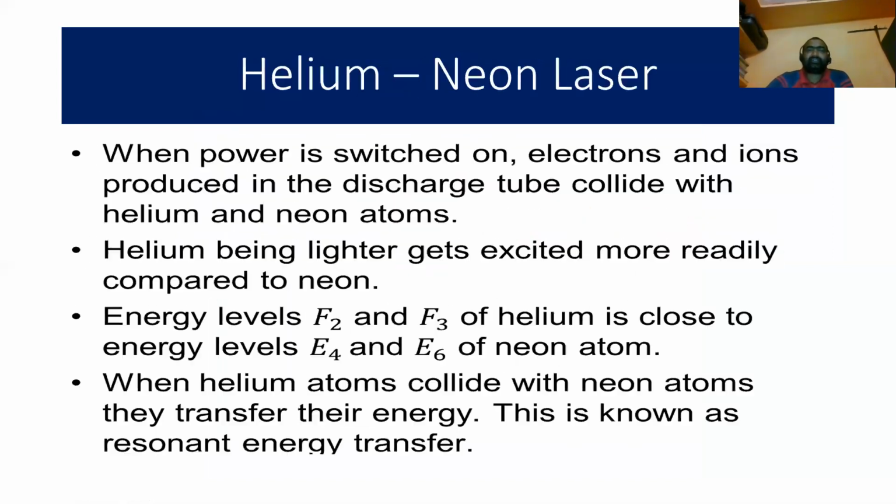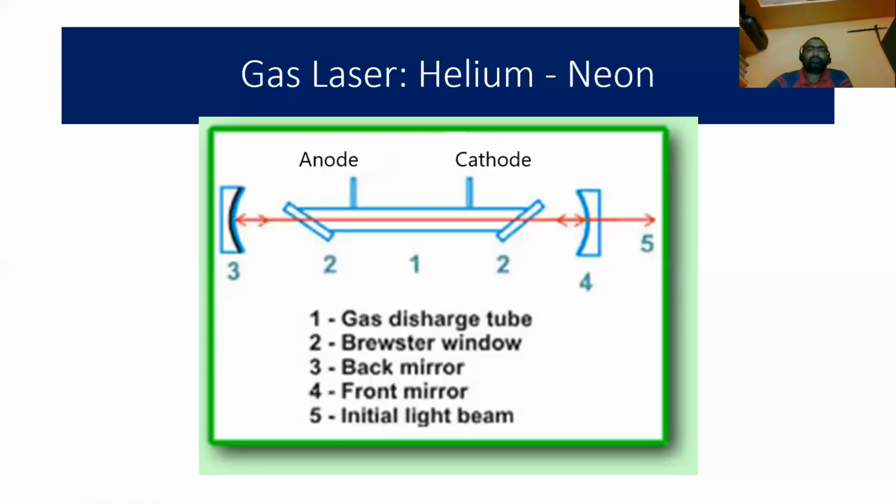Let us see the working of the helium neon laser. When power is switched on, electrons and ions produced in the discharge tube collide with the helium and neon atoms initially. So when power is switched on, which is connected to anode and cathode, electrons will be produced inside the discharge tube and they will make collisions with helium atoms and neon atoms inside the gas tube.